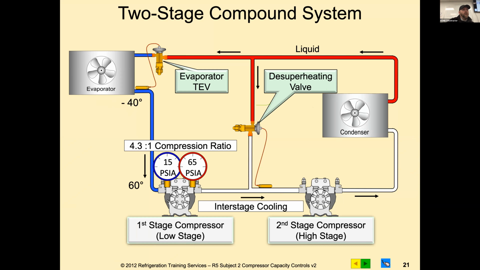You've got your suction coming off your evaporator at negative 40, coming into your first compressor. It discharges out of the compressor at 180 degrees. Then you've got what's called this desuperheating valve. What that's doing is it's metering, just like a TXV, saturated vapor into that discharge line between the compressor and the suction line into the second stage. So what that does is, as soon as it hits, go ahead.